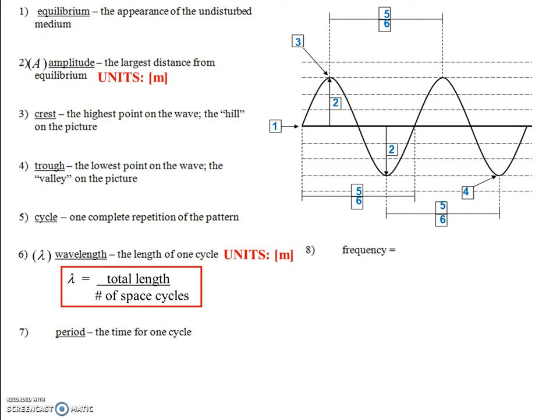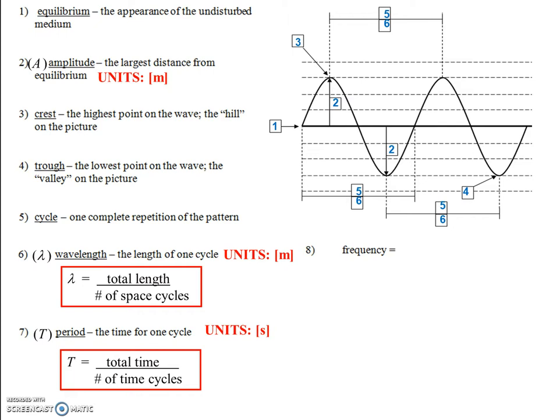Our next term on the page here is period, which we define as the time for one cycle. Now, we've seen period before, and we know the symbol is a capital T. Back when we did circular motion, it was the time for one revolution, or one once around the circle. Here's a similar idea. It's the time for one cycle, one repetition of the pattern. So, of course, we know the units are going to be in seconds. We can find the period the same way we did back when you did the flying pig, the conical pendulum activity. You would take the total amount of time something happens and divide by the number of things that happen. So in this case, it is total time divided by number of time cycles.